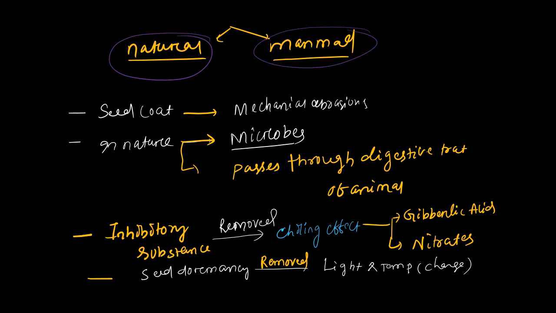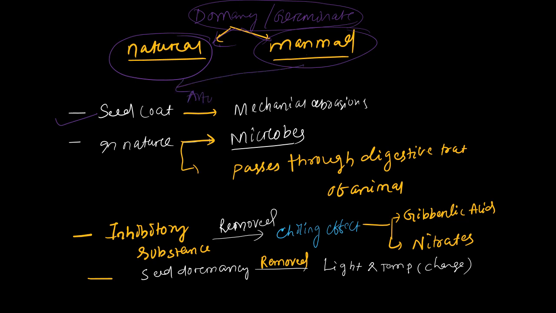So how do we avoid this dormancy and help this seed to germinate, to create germination in this seed? We can do it through these two methods: one is natural and one is man-made. So what is the man-made? Mechanically, this is artificial. Artificially, or man-made, we can remove the seed coat through different knives or different things.